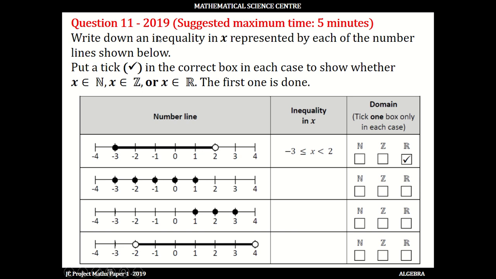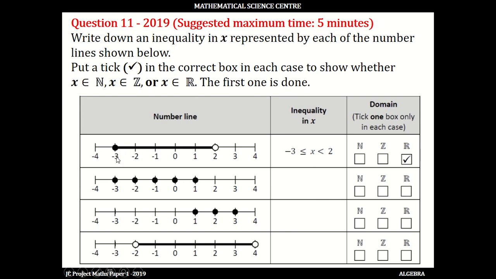Question 11, 2019. Write down an inequality in x represented by each of the number lines shown below. Put a tick in the correct box in each case to show whether x is an element of the natural numbers, these are the positive whole numbers, or if x is an element of Z, these are the integers, the positive and negative whole numbers, or x is an element of the reals, and these are all numbers. And the first one is done.